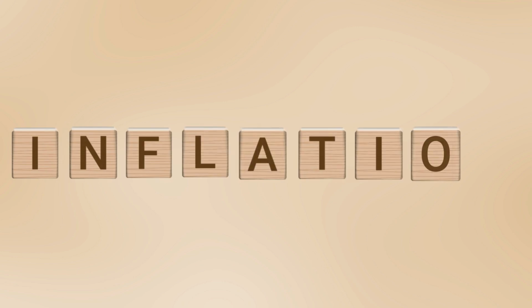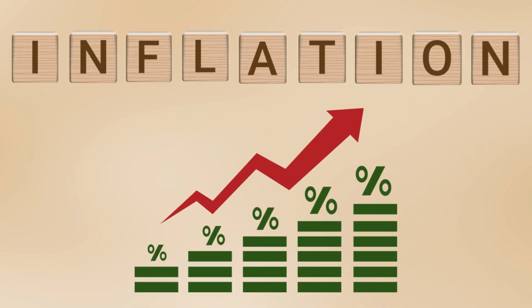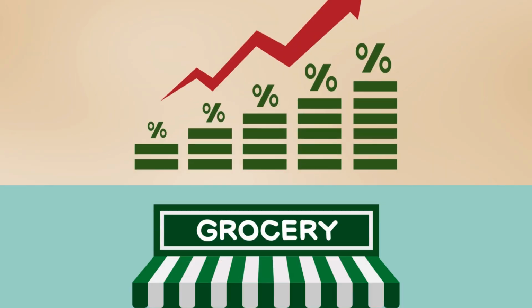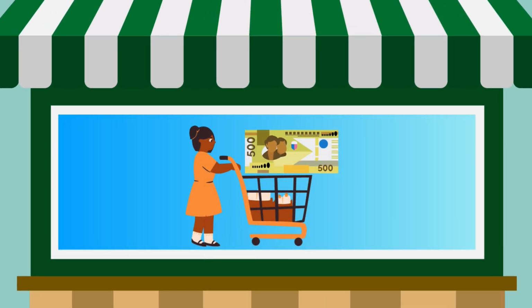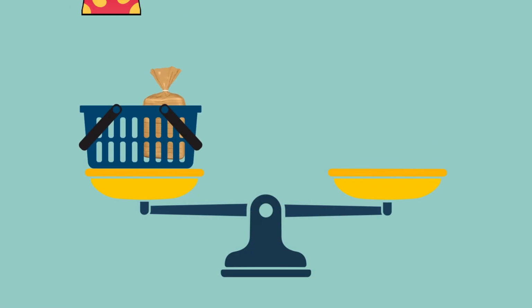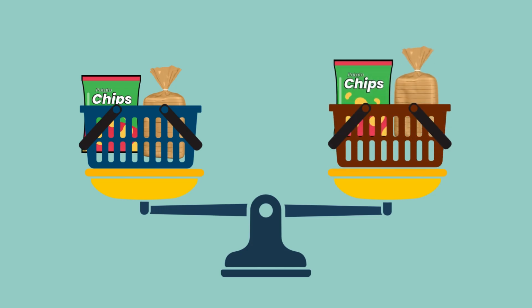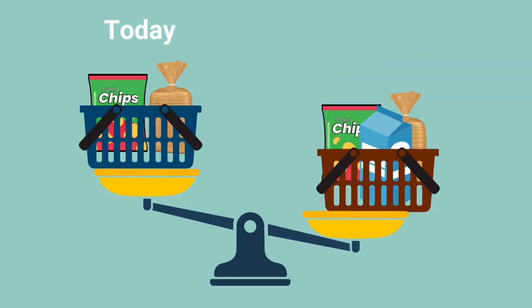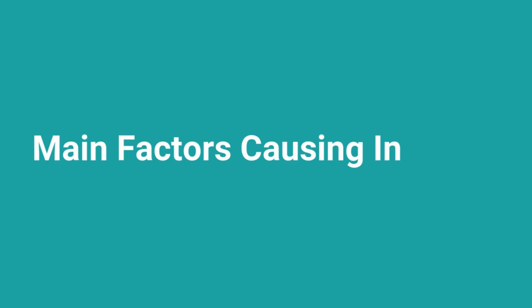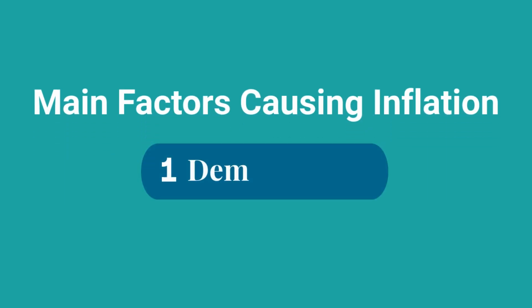Inflation is the increase in the prices of goods and services over time. For example, if you go to a grocery store with 500 rupees, you can buy fewer items today than you could 10 years ago, which means the purchasing power of money has decreased over time. There are two main factors that cause inflation.